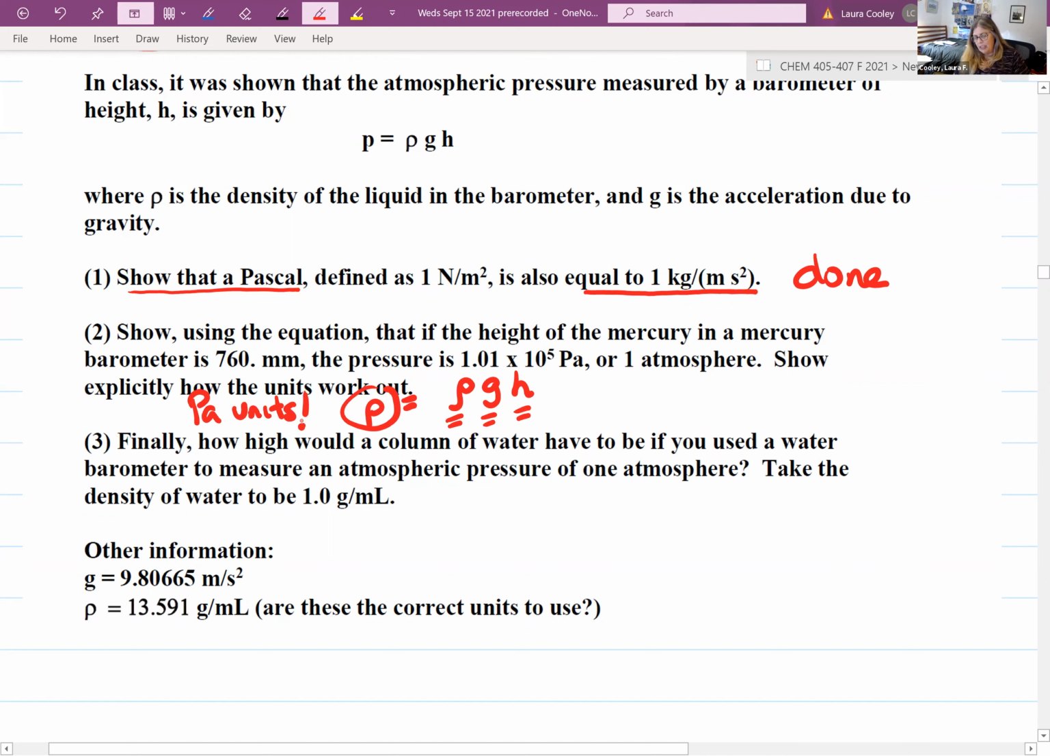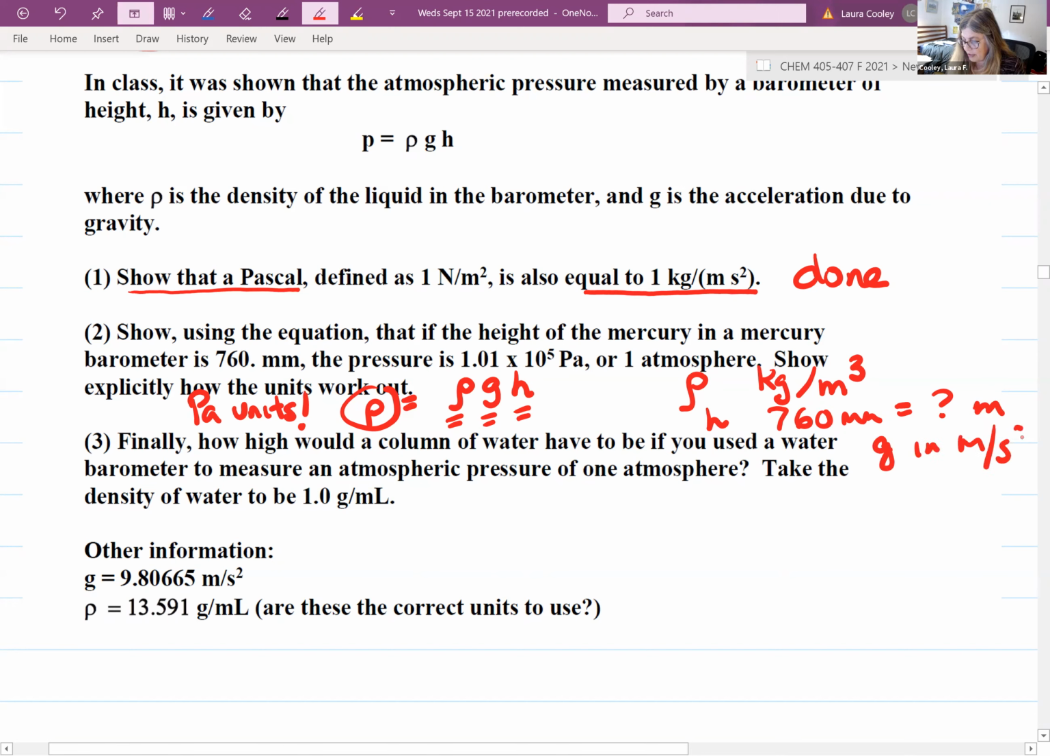All right, so that means since the Pascal is a kilogram per meter second squared, your density is going to have to be in kilograms per cubic meter, and you're going to have to convert it. You have to show that conversion. And the height will end up in meters, right? So you have to figure out how many meters 760 millimeters is. It's pretty easy.